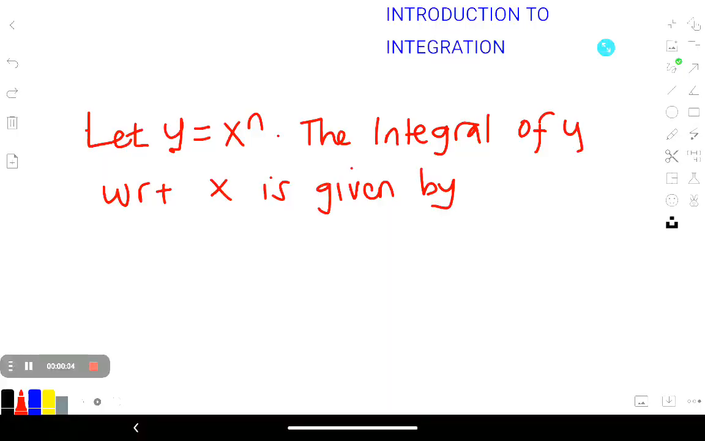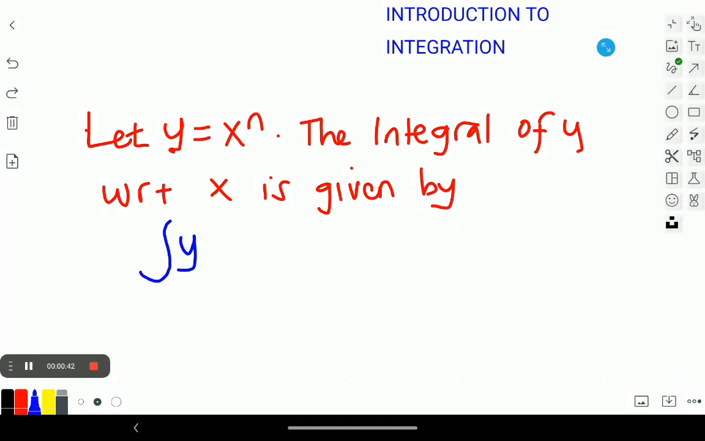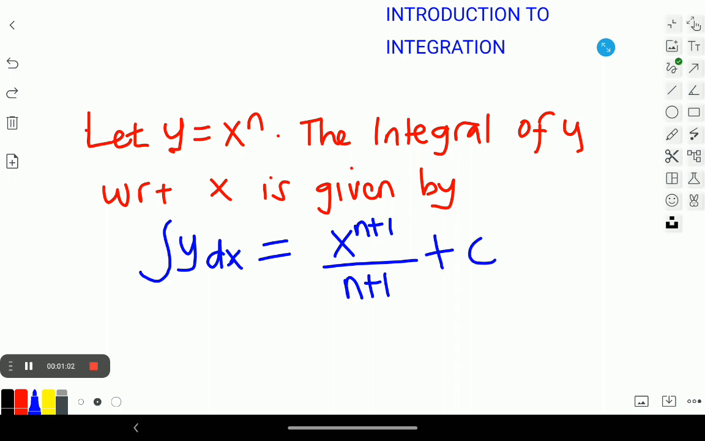Hello everyone. In today's video, I want to look at an introduction to integration and the basic formulas for integration. Now, let us start with this. Let y, then add the integral sign with respect to x. We write the integral of x to the power n dx is equal to x raised to the power n plus 1, divided by the new power, which is n plus 1, then we add the constant c.